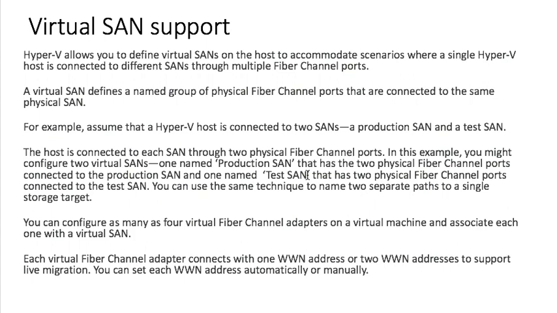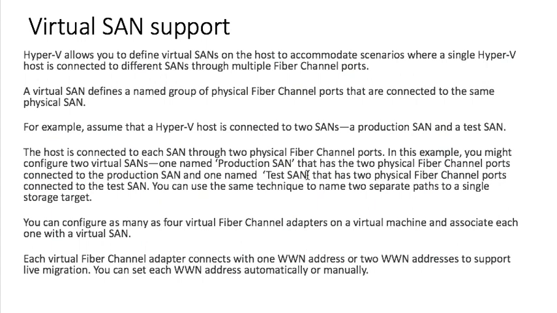Virtual SAN support. Hyper-V allows you to define a virtual SAN on the host to accommodate scenarios where a single Hyper-V host is connected to different SANs through multiple Fibre Channel ports. A virtual SAN defines a named group of physical Fibre Channel ports which are connected to the same physical SAN. For example, assuming Hyper-V is connected to two SANs, production and test, this allows us to communicate through physical Fibre Channel ports to these two environments and support release management. You can use the same technique to name two separate paths to a single storage target.